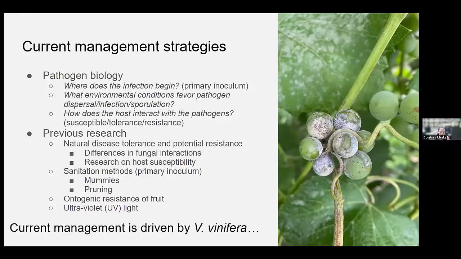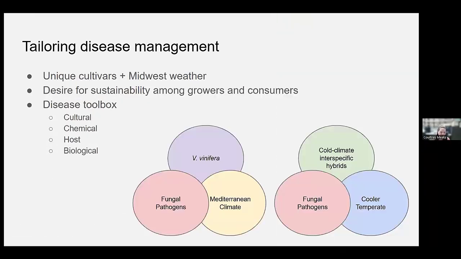But here in the Midwest, our current disease management strategies are driven by these European wine grapes, the Vitis vinifera, because we've only really been around the Grower Association in Wisconsin since 2008. So we're a very young industry. And so we're utilizing data and historical knowledge from the parental lines of these, but we're not exactly the same. We're a little bit unique. And you can see this here.